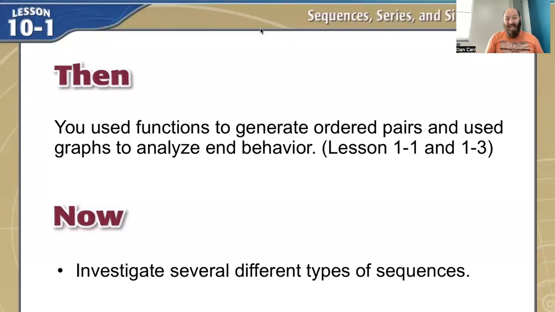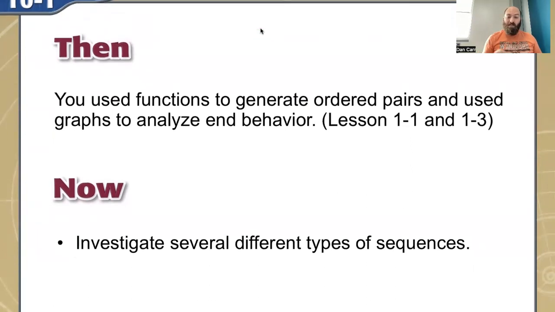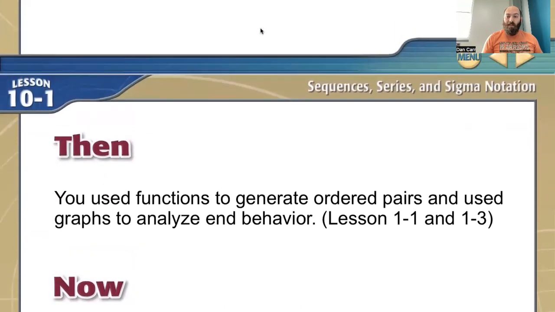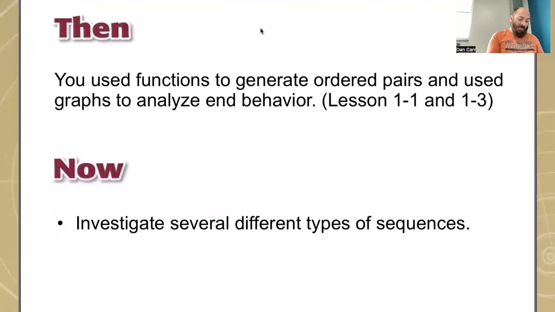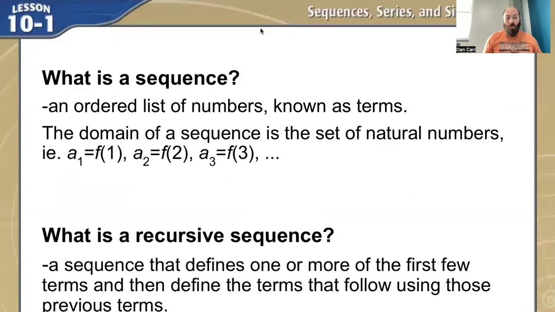Today we're going to be looking at 10.1 to start our new unit. We're looking at, in this case, sequences and series and then sigma notation. But today we're just going to focus on different types of sequences. So what does it mean by that? What is a sequence?